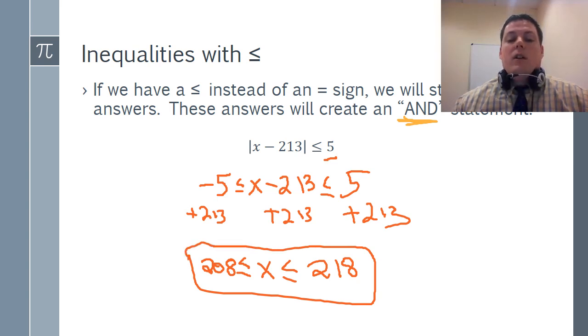So again, if we have a greater than or equal to sign, we think of it as an OR statement. If we have a less than or equal to sign, it's an AND statement. Remember, anytime we see an absolute value and we're solving for it, we should think 2 different answers or 2 solutions.